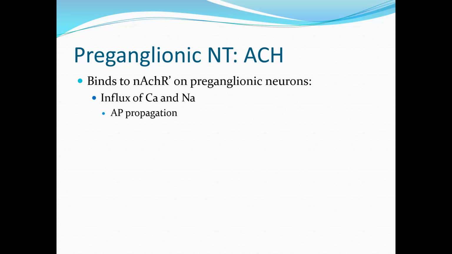So, acetylcholine binds the nicotinic acetylcholine receptors in the preganglionic neuron. This results in influx of calcium and sodium, so you get propagation of action potential from the preganglionic neuron to the postganglionic neuron.